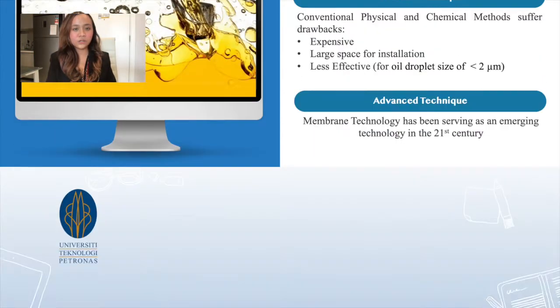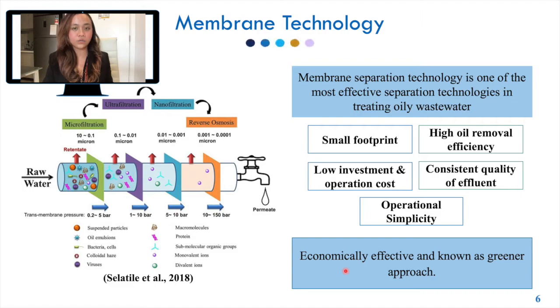Moving on to the literature review, membrane separation technology is one of the most effective separation technologies in treating oily wastewater, due to its small footprint, high efficiency of oil removal, consistent quality of effluent, low investment and operation cost, and operational simplicity. Indeed, the membrane separation process is economically effective and known as a greener approach. However, there are a few types of pressure-driven membrane processes, which include microfiltration, ultrafiltration, nanofiltration, and reverse osmosis. Hence, this research study will be utilizing the pressure-driven microfiltration membrane throughout the experiments.